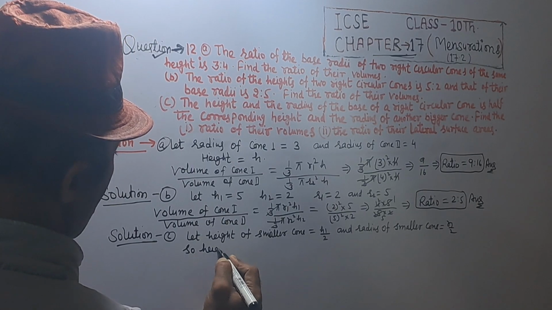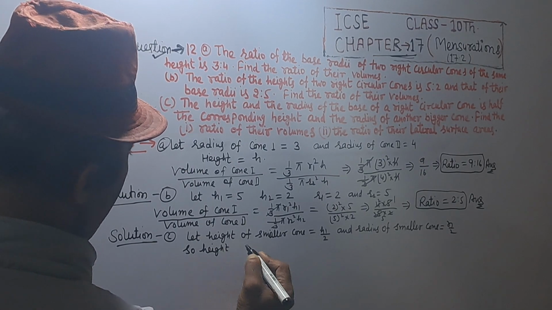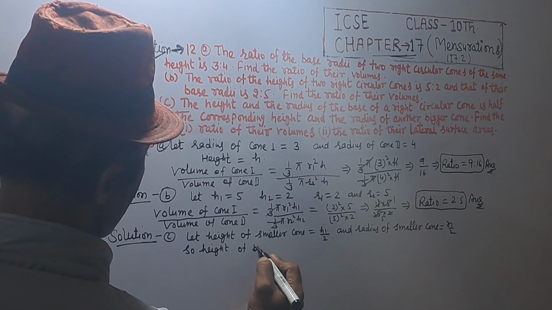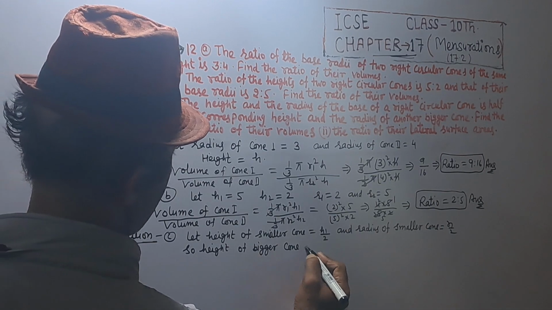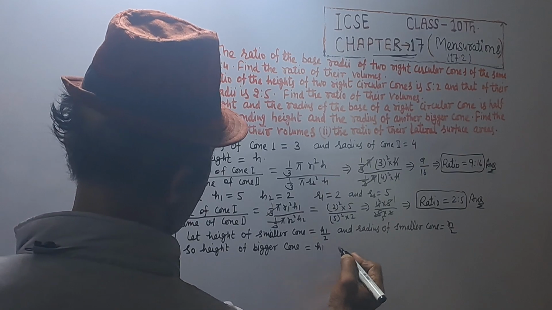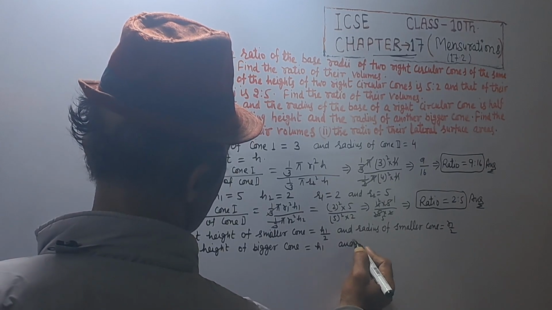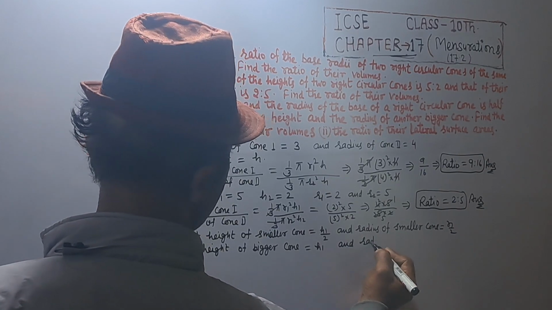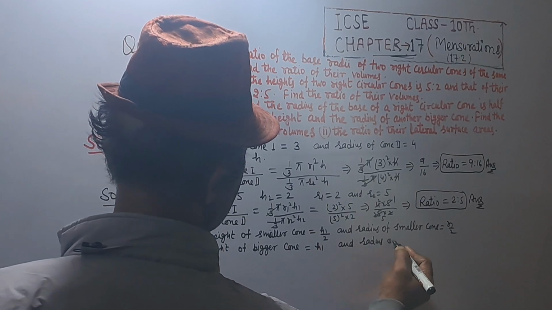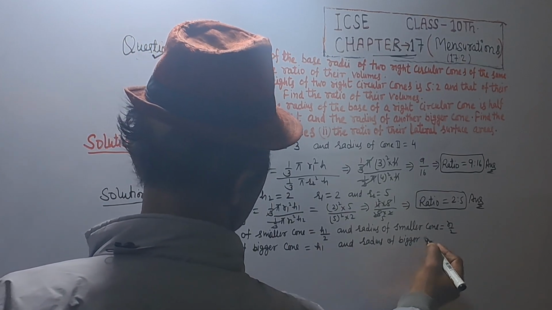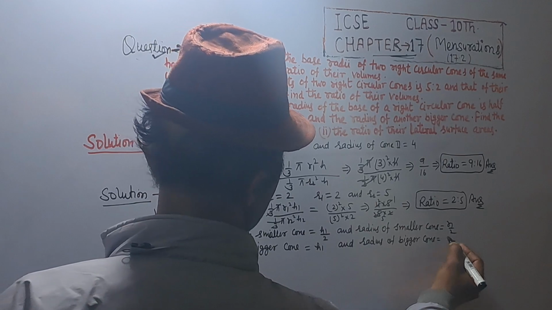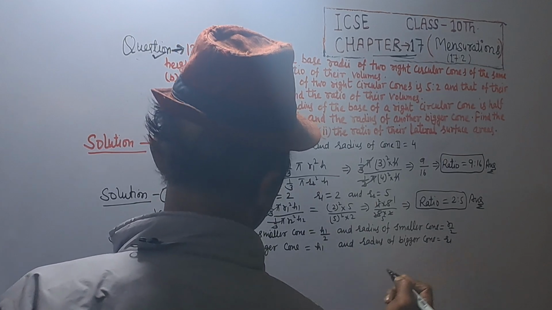So height of bigger cone equal to h1, and radius of bigger cone equal to r1.